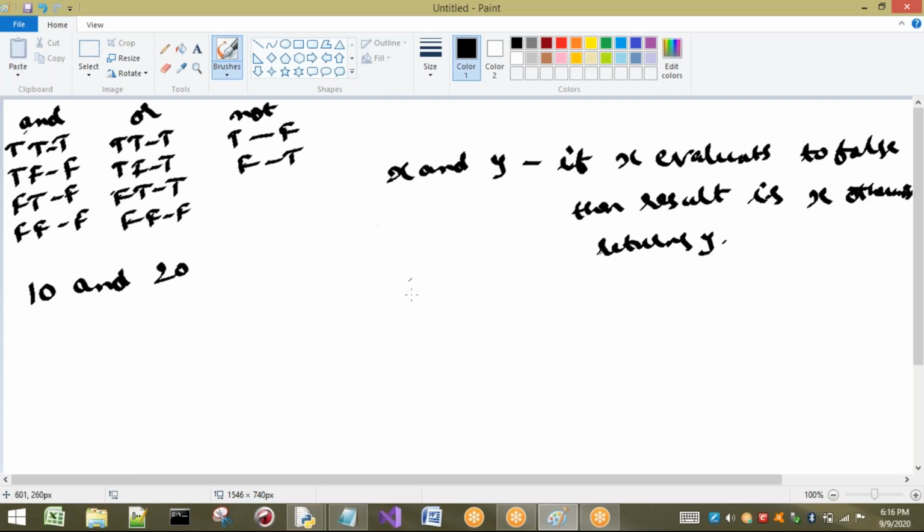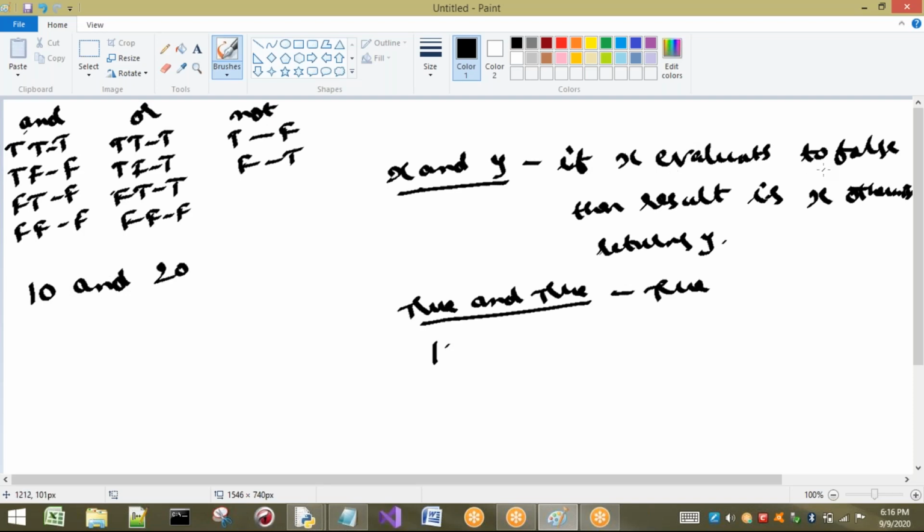If x value is true and y value is true, what will be the answer? True. So for x and y, if x evaluates to false, the result is x, otherwise it returns y. In this case it is about Boolean, but what happens if I take other values? According to this, true and true will be true. Now I have taken 10 and 20. What will be the output of this program?